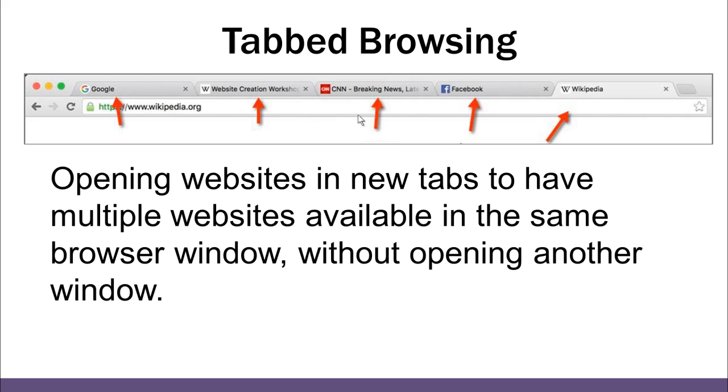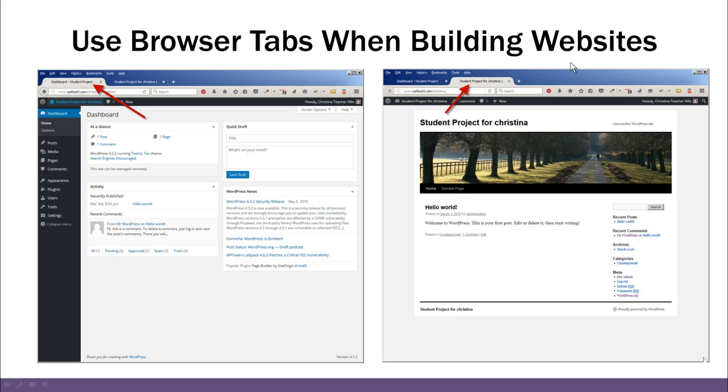And so it makes your work faster when you can switch between tabs versus hunting on your computer for where did your browser window go. So let me show you a practical application. When I'm building a website, I'll have two tabs open. I'll have one tab that shows me the administrator view, and then I have another tab which shows me the outside view. So I'm looking at the inside and the outside with multiple tabs.